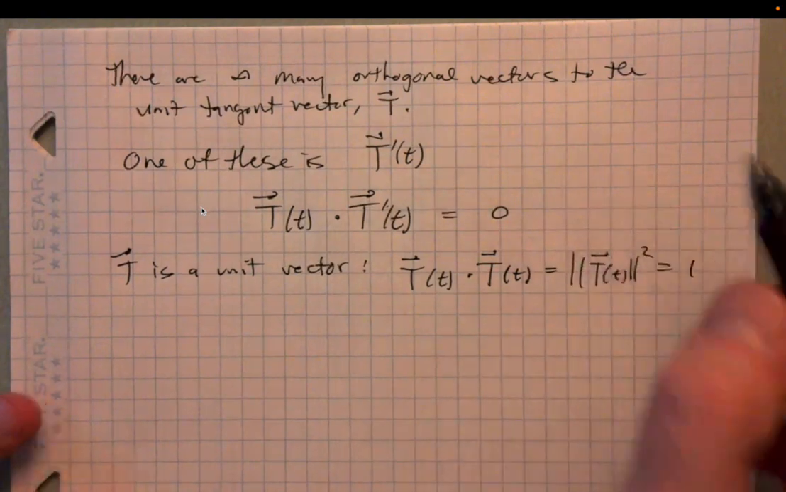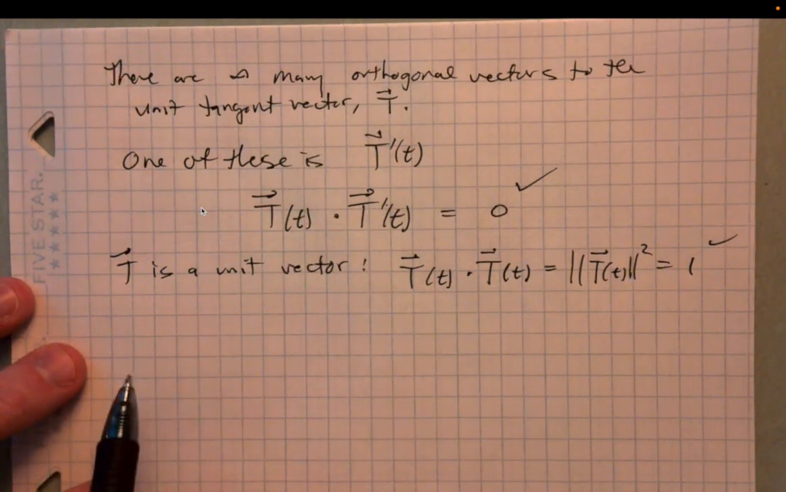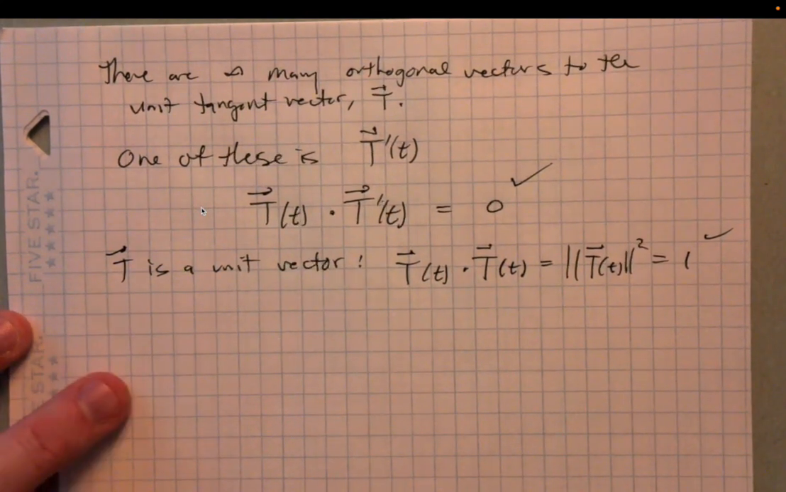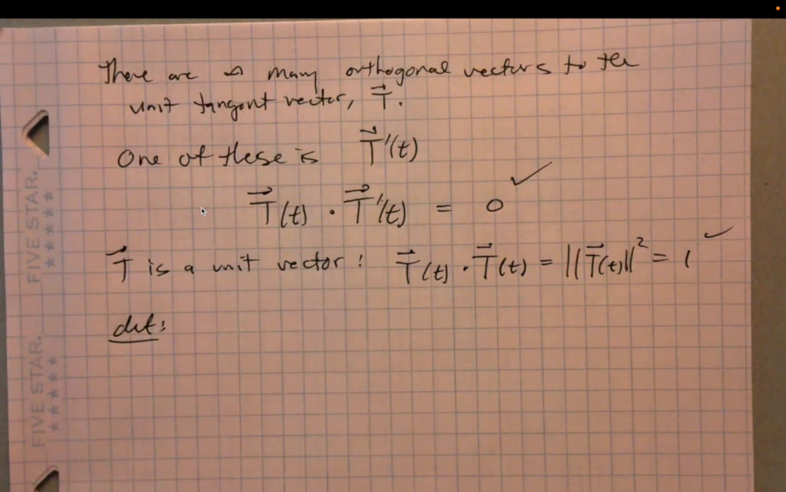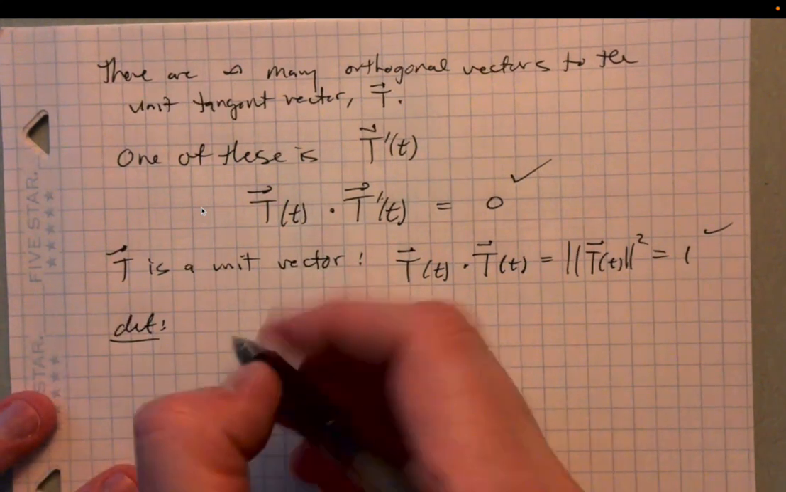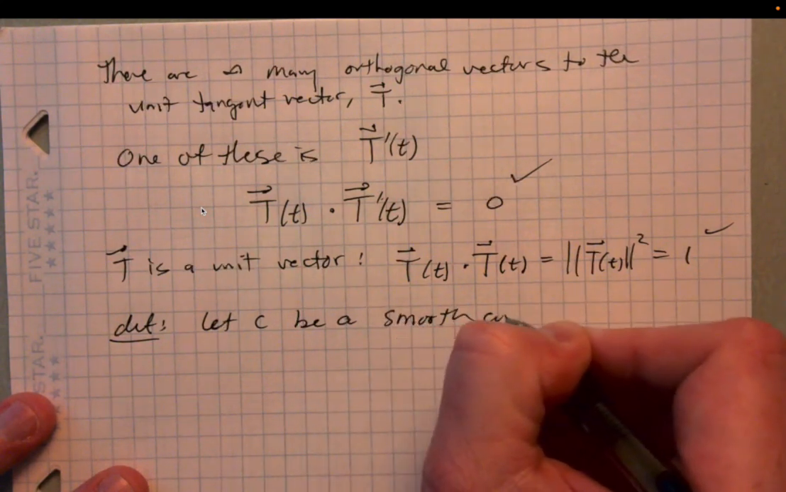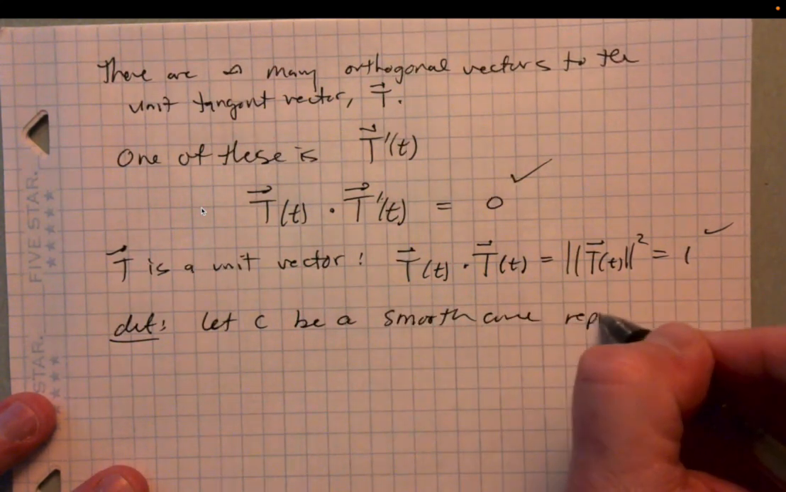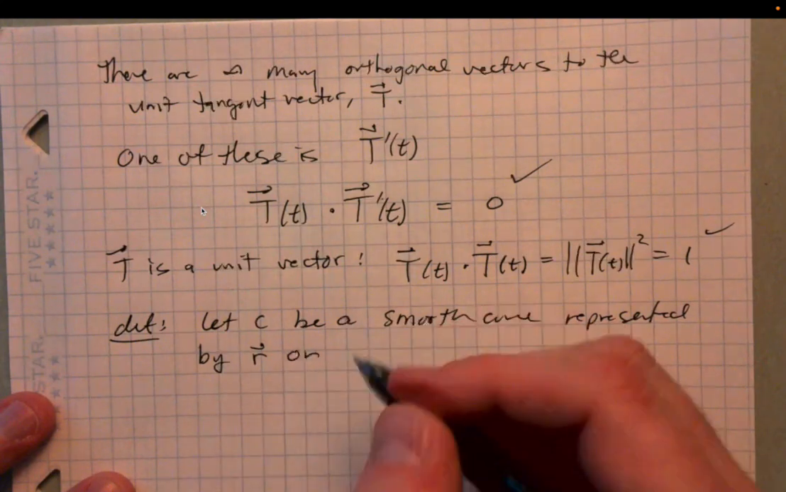Okay, and so taking these two facts together, we can get to a special vector called the principal unit normal vector. Okay, so let's define that guy. So we've got the unit tangent vector, and then there are infinitely many normal vectors relative to that vector, but there's one that's kind of special. We call it the principal unit normal vector. Let's define it. So we'll let C be a smooth curve represented by r on an open interval I.